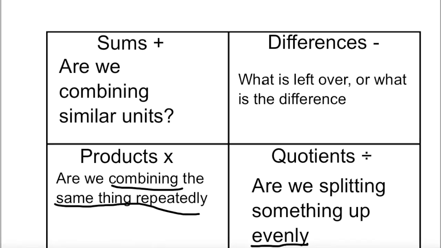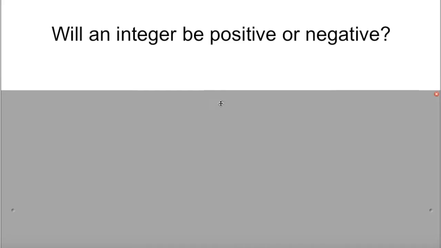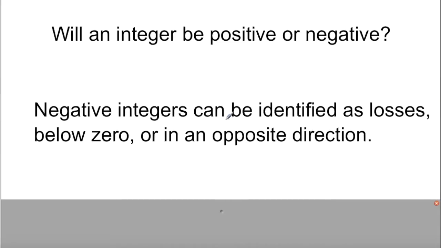So before we actually go into any examples, I first want to talk about how you identify negative integers in a word problem. And this is actually pretty easy, and again, make sure that you copy this down. Negative integers can be identified as losses, levels below 0, or something in an opposite direction. So credit card debt is seen as a loss, so that is an integer that would be negative. Anything below 0, like a temperature or sea level, would also be negative. And anything in an opposite direction would also be considered negative.